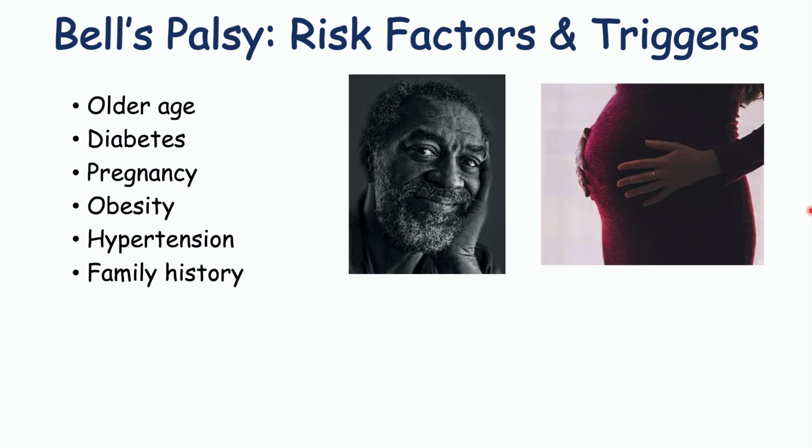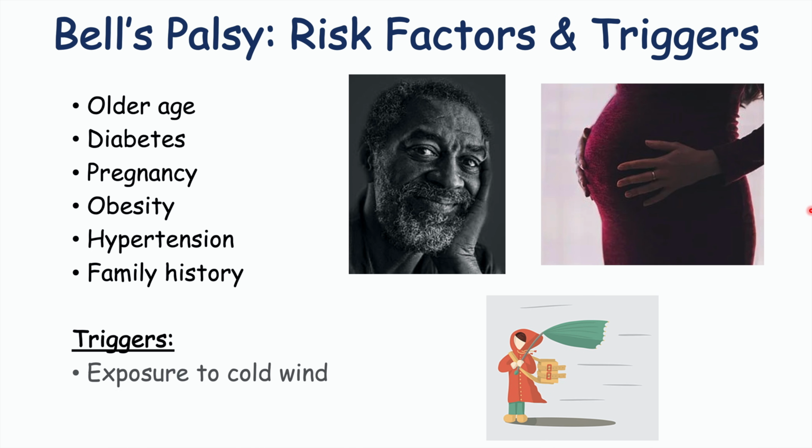And there are potential triggers of Bell's palsy as well. One of them that has been classically described is exposure to cold wind. More specifically, exposure to cold wind on one side of the face. So this has been classically believed to be a potential trigger of Bell's palsy. And then we mentioned that certain viruses are likely the cause of Bell's palsy. So a viral prodrome, meaning that there are symptoms of a particular viral infection, may also be a trigger that leads to Bell's palsy occurring.